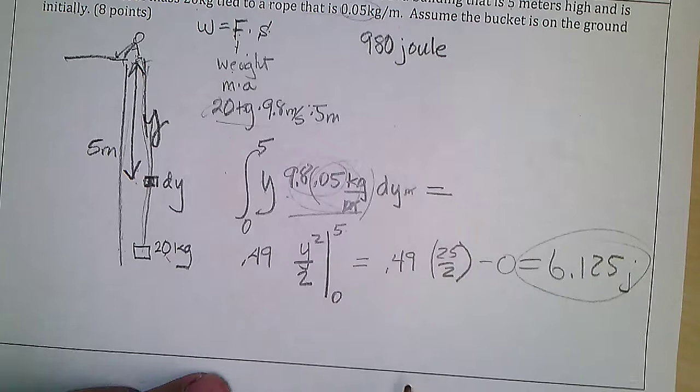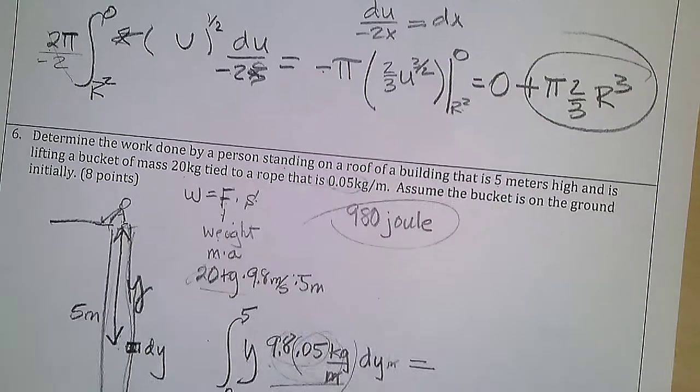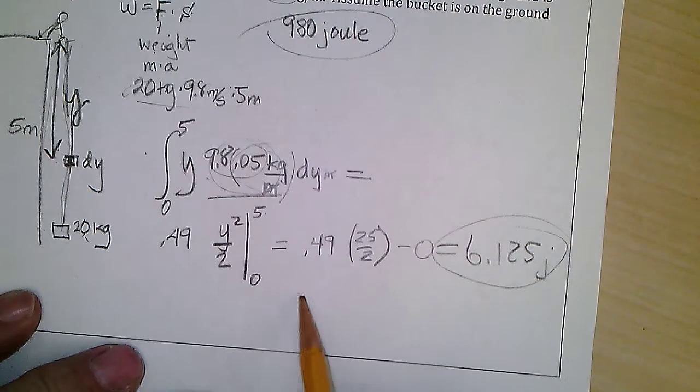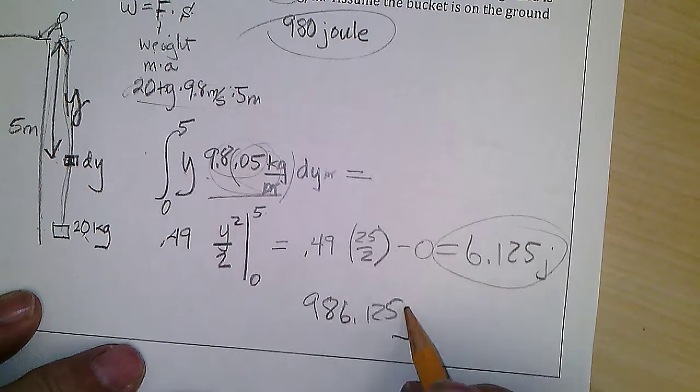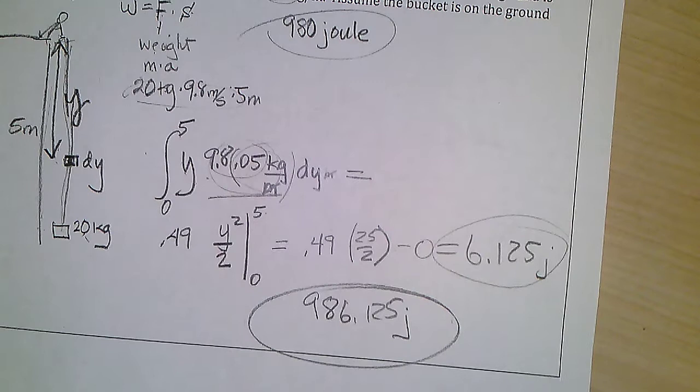to lift the rope, 980 to lift the bucket, so a total of 986.125 joules to lift the rope and the bucket.